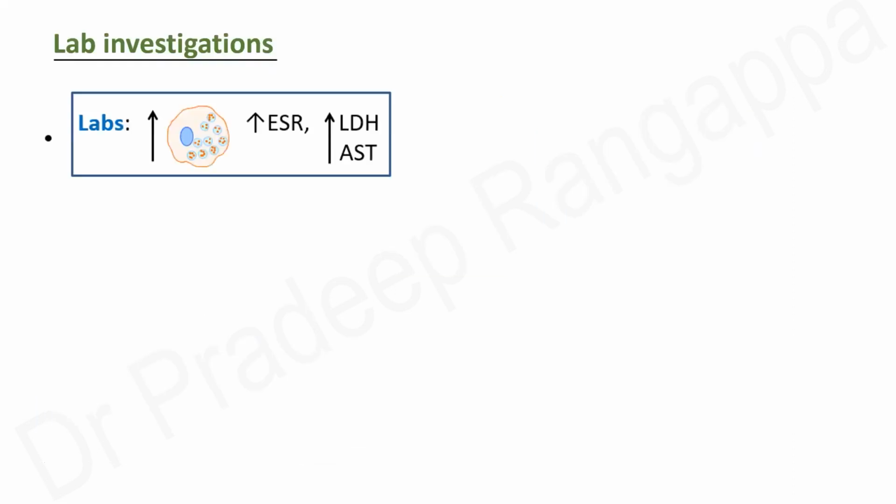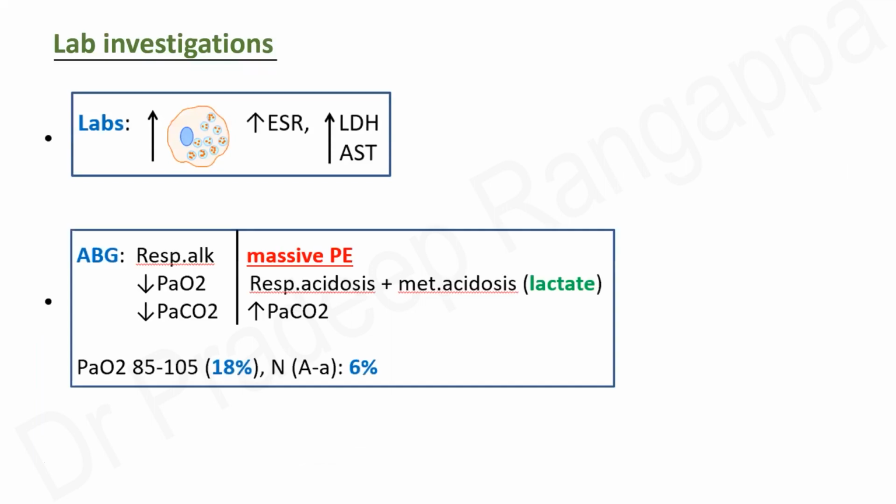Coming to lab investigations, there can be neutrophilia in pulmonary embolism. Inflammatory markers like ESR, LDH, and AST can be raised. And on ABG, initially there will be respiratory alkalosis because the patient is tachypneic with a high respiratory rate and CO2 washout. So you would see respiratory alkalosis.